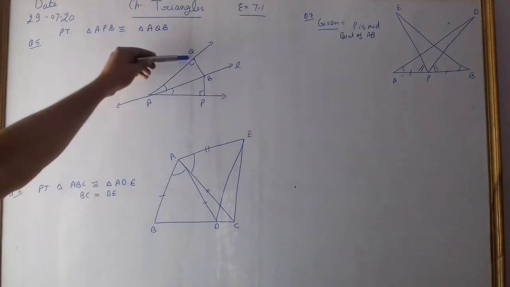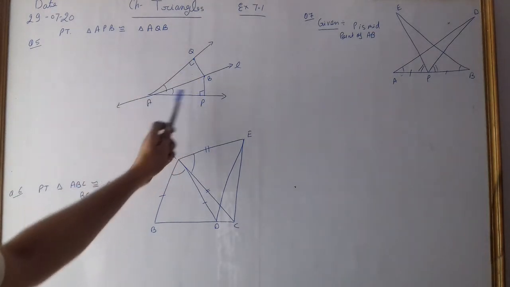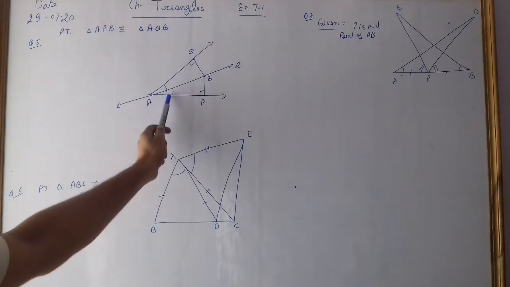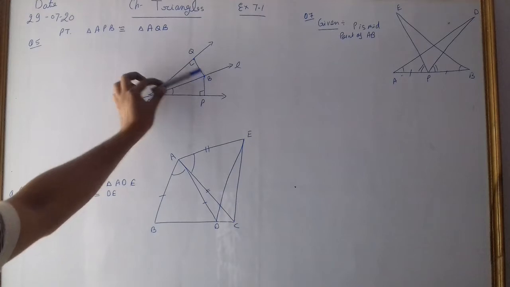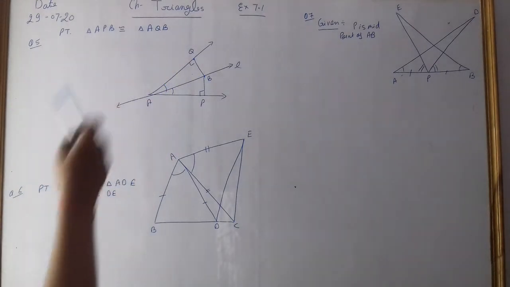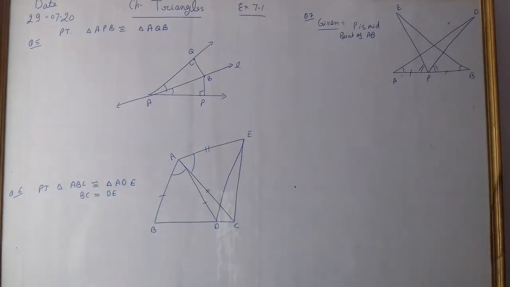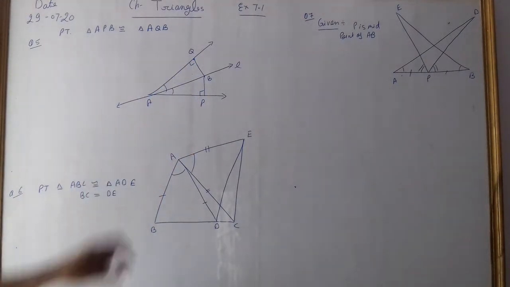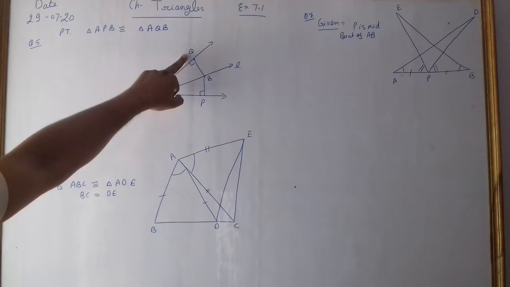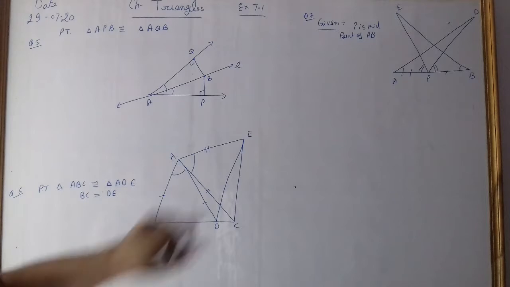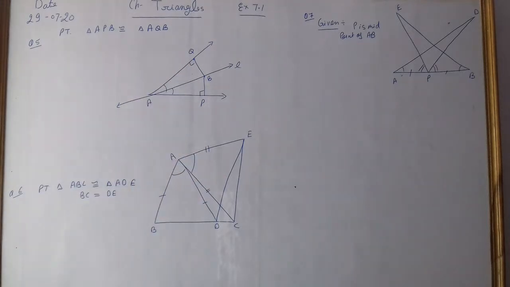One is angle QAB is equal to angle PAB. Actually, this line L is the bisector of angle A, so these two angles are equal to each other. It is given in the question: L is the bisector. One of the angles is given as 90 degrees because BQ is perpendicular on this line and BP is perpendicular on this line. So these two angles are given as 90 degrees.